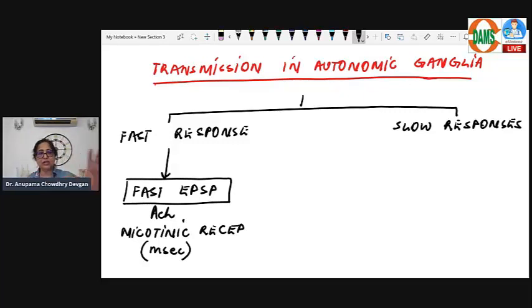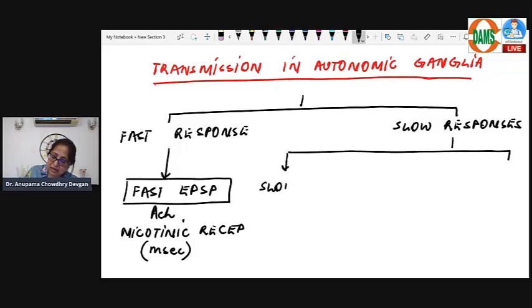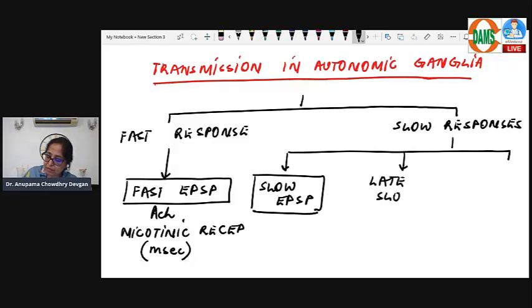Transmission in autonomic ganglia has two types of responses, fast and slow. The fast response is of one type, the fast EPSP, because of release of acetylcholine acting on nicotinic receptors, with a response time in milliseconds. Slow responses can be further subdivided into three types: number one, a slow EPSP; number two, a late slow EPSP; and number three, a slow IPSP.